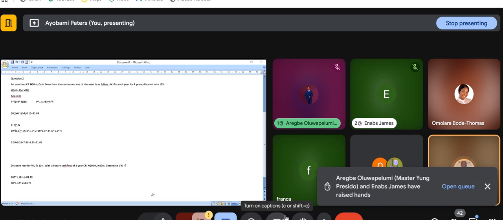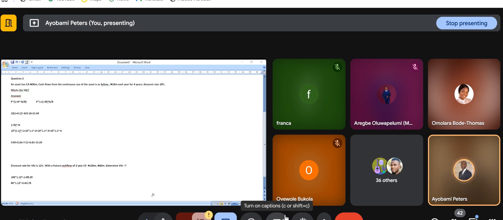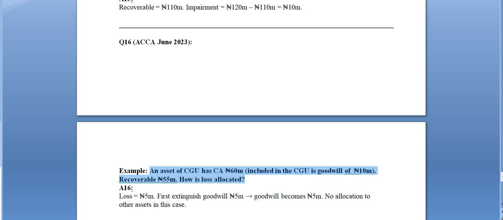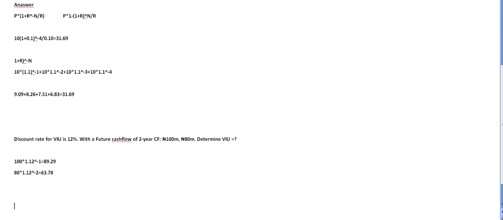Now let's really look at a question under cash generating units. Please bring down your hands. So let's look at the question under cash generating units. It is very, very important for us to know how to do the cash generating unit asset. So let's look at this question.